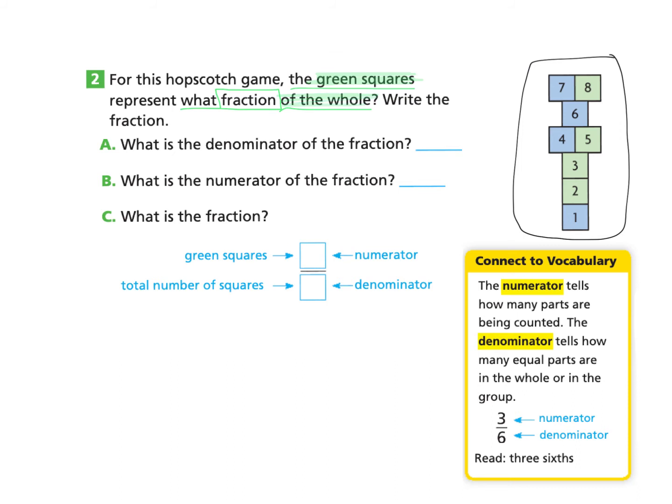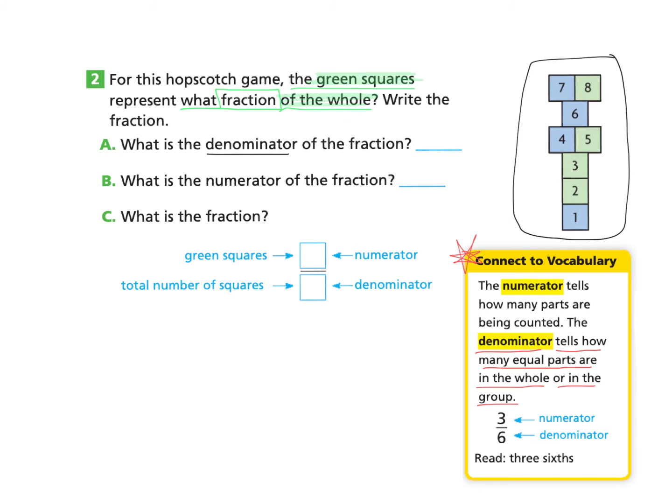So let's take a look at part A. What is the denominator of the fraction? Well, we need to take a look at our connective vocabulary to understand what a denominator is. A denominator tells us how many equal parts are in the whole or in the group. So we need to start by knowing how many squares on this hopscotch there are.